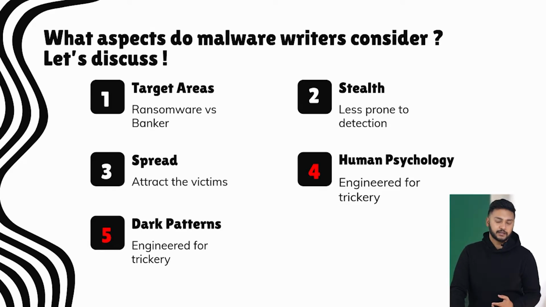Now there are two more factors that a lot of malware writers consider, but these factors are something that we do not normally associate with malware. These factors are human psychology and dark patterns in UI elements. In today's talk, I will highlight how these two factors are used by a lot of real-world malware to make these malware more dangerous and more effective. I will use Android malware examples to illustrate my point.